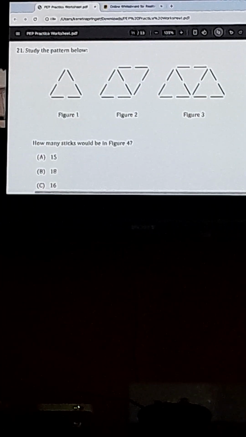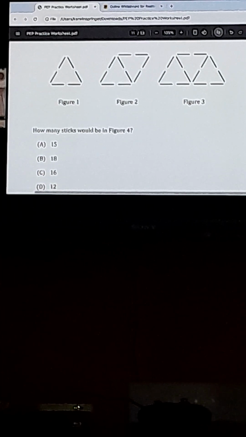Study the pattern below. Figure 1, figure 2, figure 3. Oh my gosh, how many times have I seen this pattern in CXE and NGSE? In every exam, they love this. How many sticks would be in figure 4?